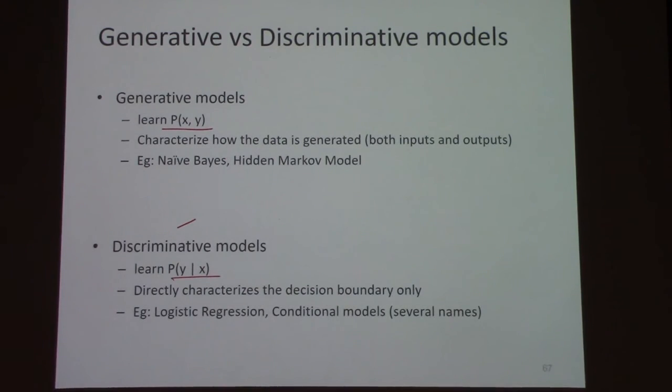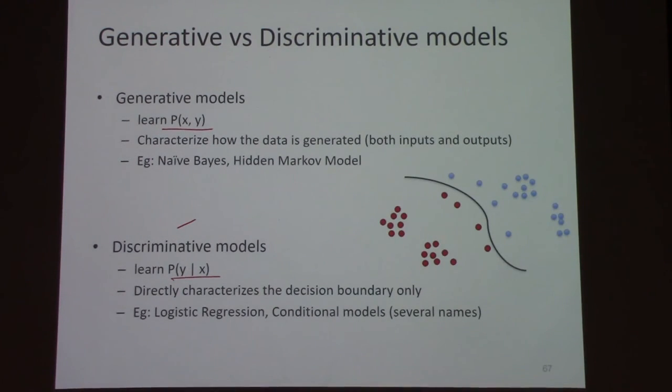So we've seen examples of this before. We will see more of this, at least one more of this. The logistic regression classifier is a discriminative model, support vector machines, and all those things are also discriminative. Effectively, we are directly characterizing the decision boundary.